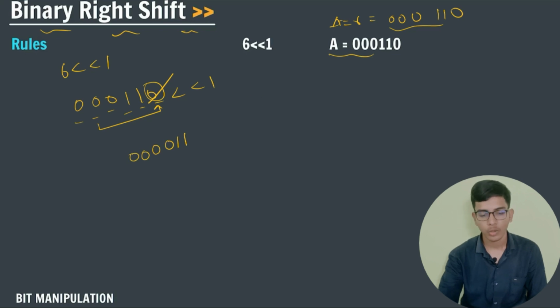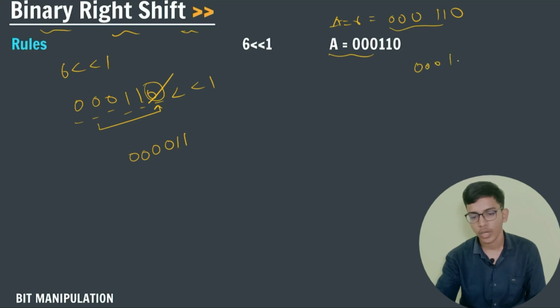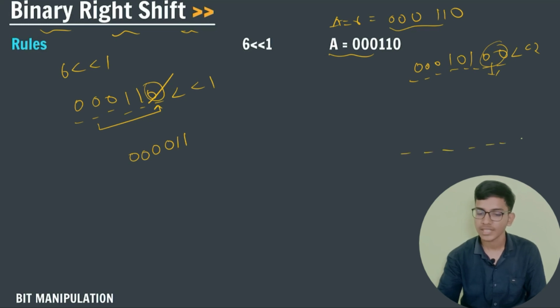Suppose the given number is 0 0 0 1 0 1 0 0. If I want to do the right shift for these two digits, how many digits are there? 1 2 3 4 5 6 7 8. So I will take these two digits and delete them, and I will push this number towards the right, that is 1 0 1, and I will add 0 towards the right side of my number. So this is how binary right shift works.